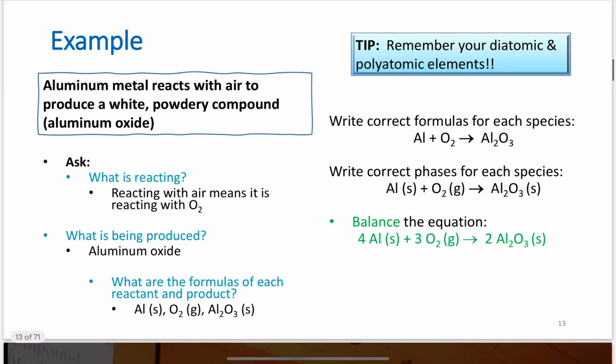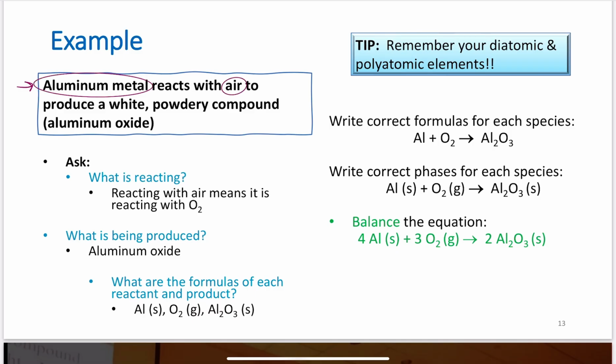Okay. So let's do an example. Aluminum metal reacts with air to produce a white powdery compound, aluminum oxide. What's going on here? If this is what I gave you as the example, you should be able to give me the entire balanced reaction. So first up, you ask yourself, well, what is reacting? I've got aluminum metal reacting with air.